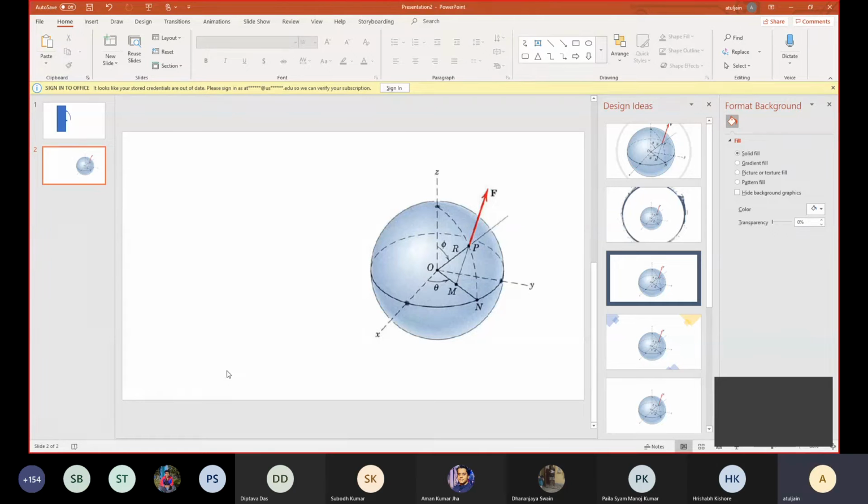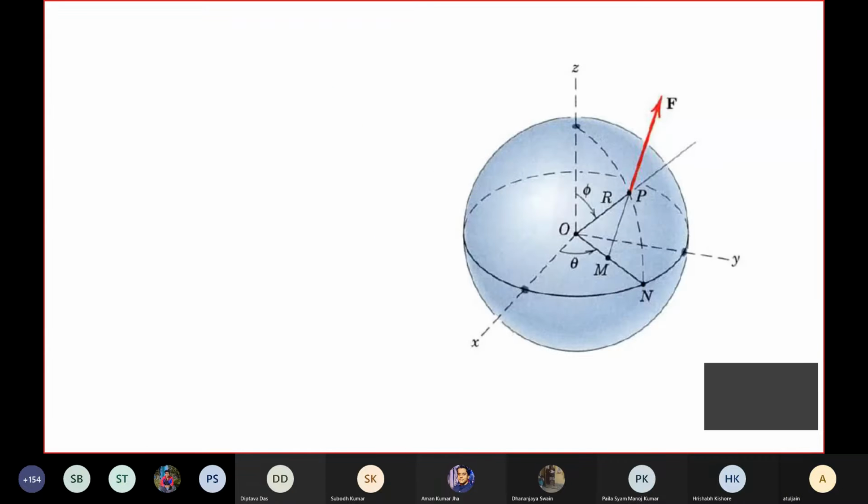Okay, so now to solve problems like this is a basic vector problem. You need to calculate what is the coordinate of point M, and what is the coordinate of point P? This is classic spherical coordinate axis system.